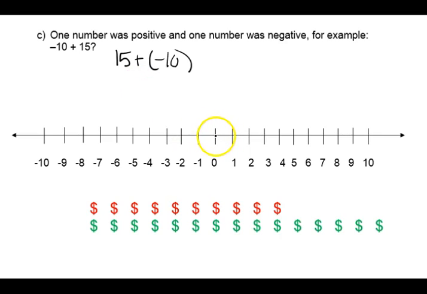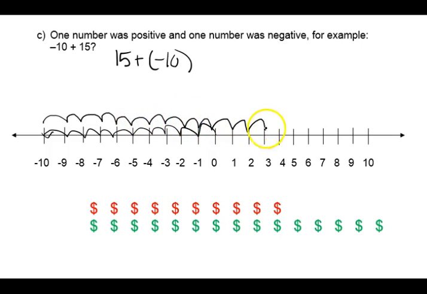Using the number line, we would count down 10. 1, 2, 3, 4, 5, 6, 7, 8, 9, 10. Then from there, we're going to count up 15. 1, 2, 3, 4, 5, 6, 7, 8, 9, 10, 11, 12, 13, 14, 15. We ended up on 5. Now that seemed pretty tedious, so that's why we're going to come up with a pattern for these types of problems, so that we don't need to use the number line every single time.